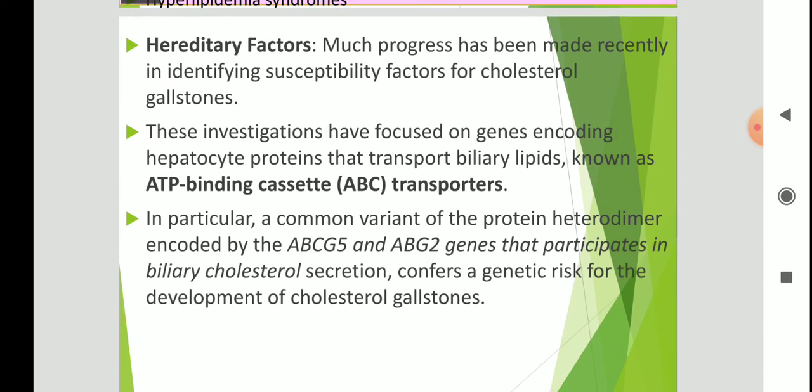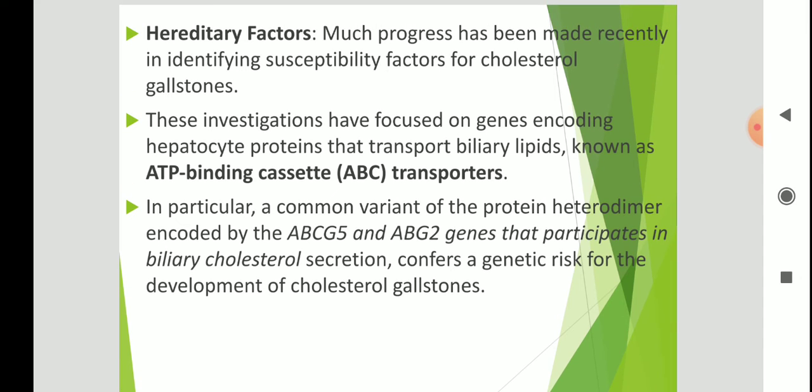The hereditary factors. Much progress has been made recently in identifying susceptibility. So some people are very prone. It could even be familial. Again, there are the ATP binding cassette transporters. So what are these? Genes encoding hepatocyte proteins that transport biliary lipids. So there is some genetics behind this story. The ABCG5, ABCG8 genes.